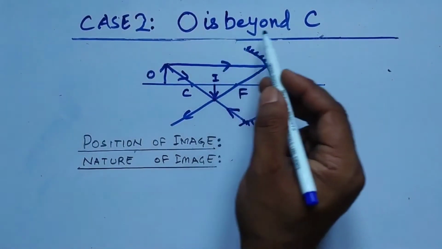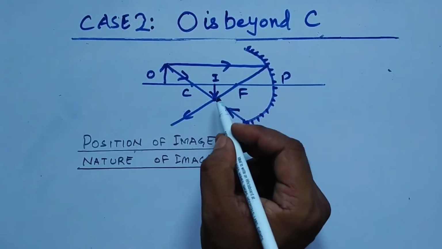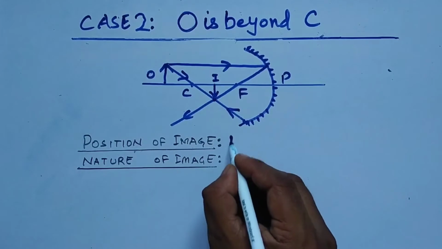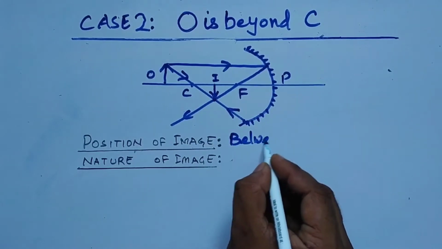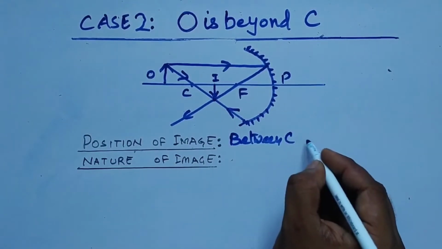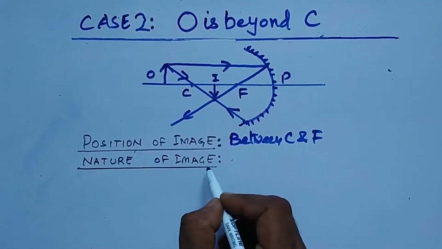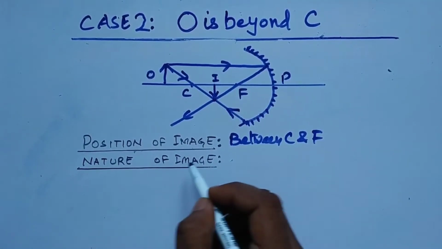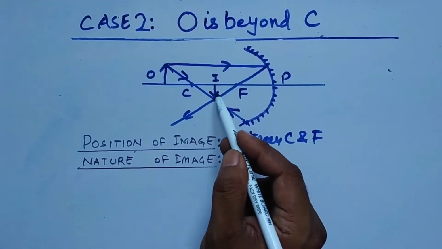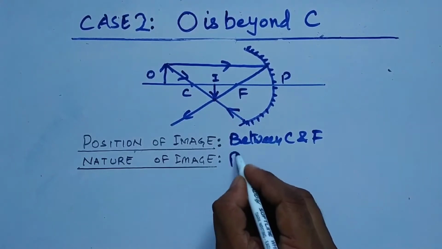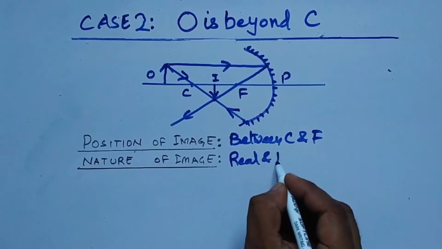So if the object is beyond the center of curvature, the position of the image formed will be between the center of curvature and focus. And what kind of image will be formed? Nature of the image: obviously the rays are intersecting each other, so the image will be real and inverted.